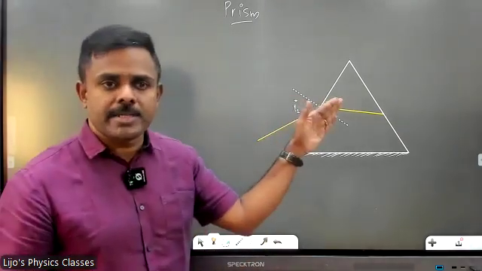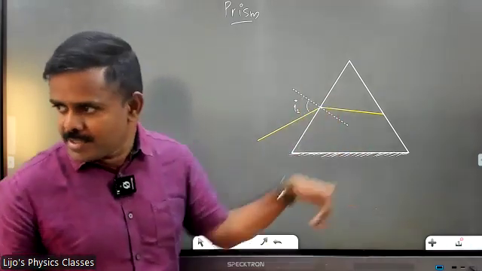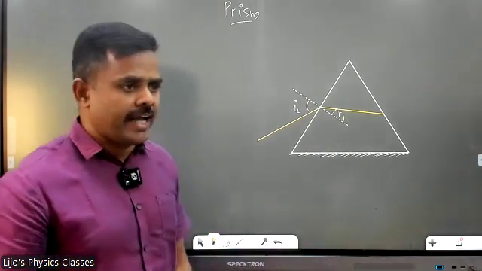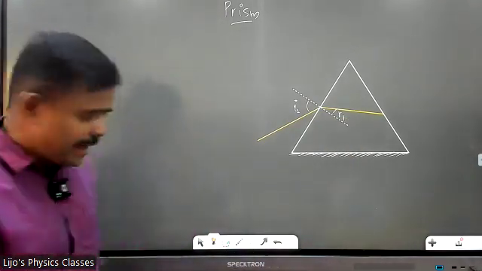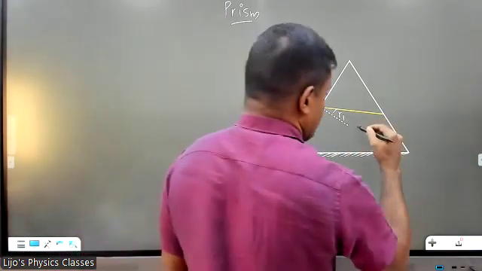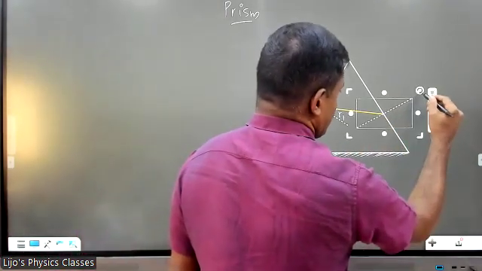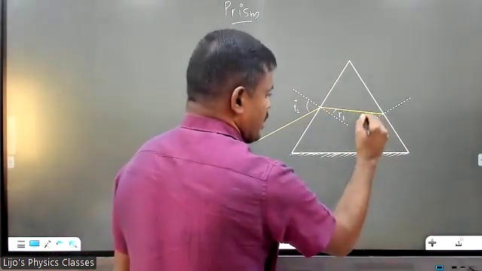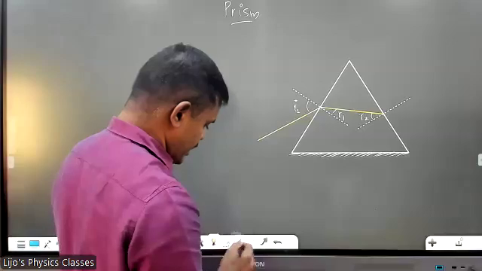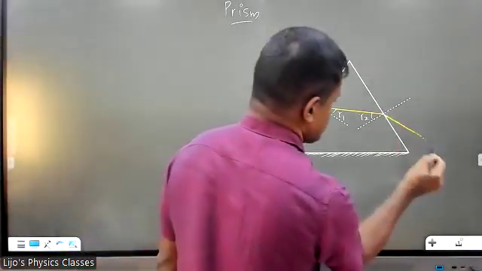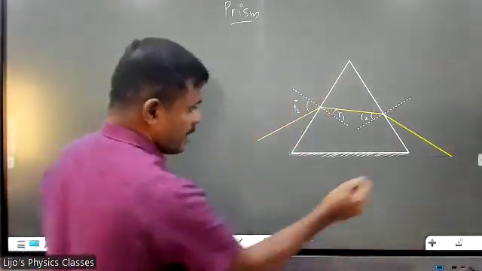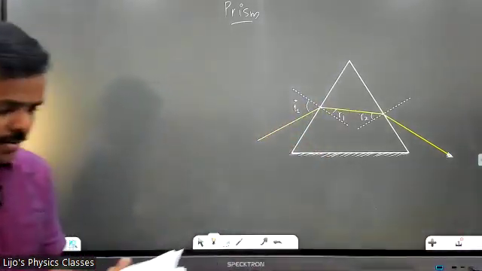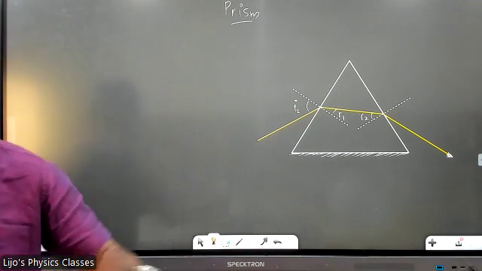The ray enters the prism. It bends towards the base. This angle is called R1, angle of refraction number 1. Then you can draw one more normal right here. This angle is going to be called R2. The ray will now go out of the prism this way. It's bending away, like this. Do not forget to draw the arrow.